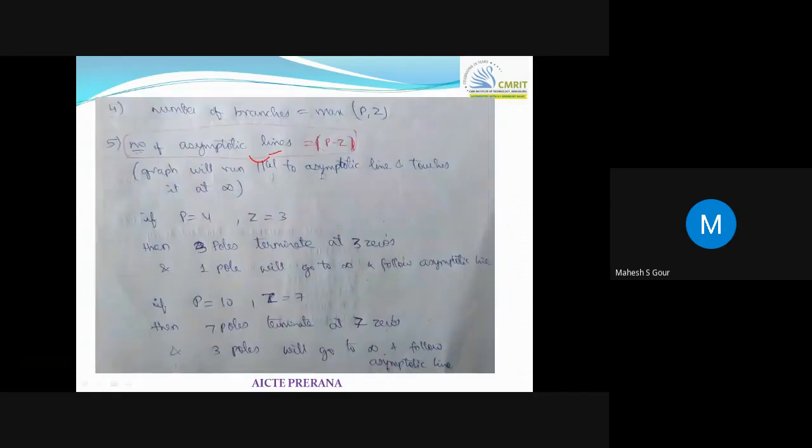Okay, so the number of asymptotic lines is P minus Z. Suppose there are 4 poles and 3 zeros, can anyone tell how many asymptotic lines will come? 1, sir. That is P minus Z, 4 minus 3 equal to 1. You can see it practically also. There are 4 poles and 3 zeros, so 3 poles will terminate at 3 zeros. 1 pole will be pending, which will go to infinity. So this is the answer.